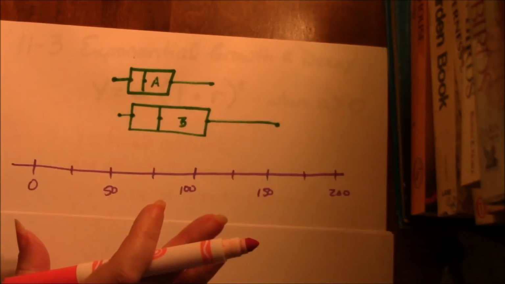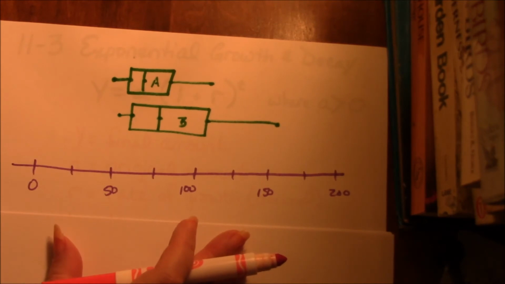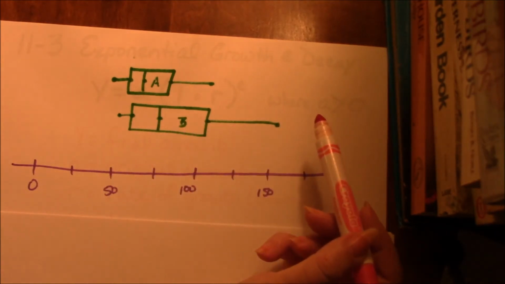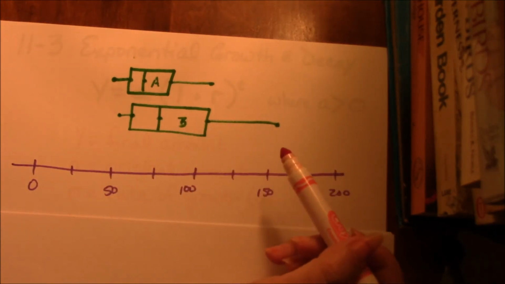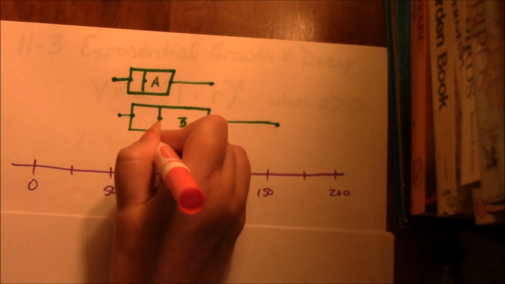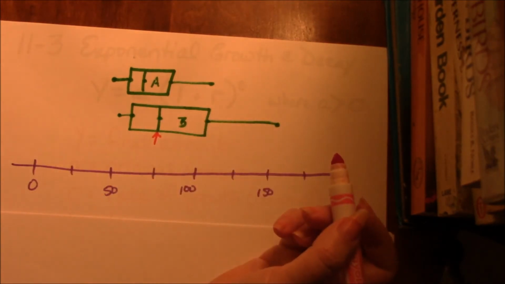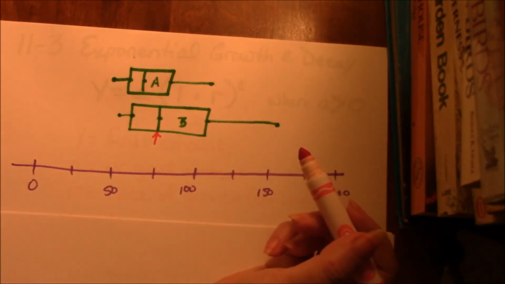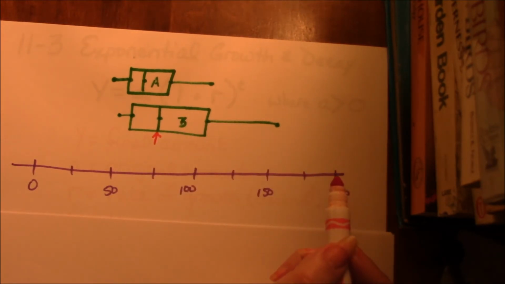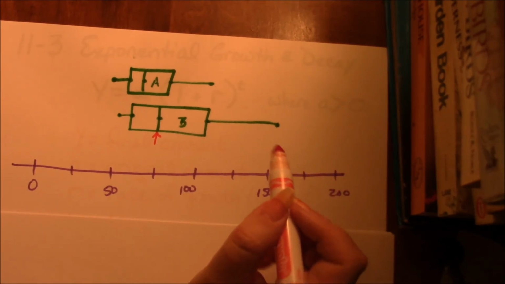For the next example, they're going to ask you questions based on information. They're going to put 2 box and whisker plots on a number line, and they're going to ask which one has the larger median. And so you have to know that this line is the median, so that you can say B has a larger median than A. And then it'll ask you which one has a greater interquartile range.